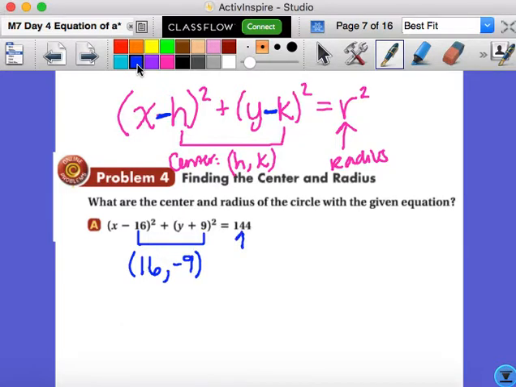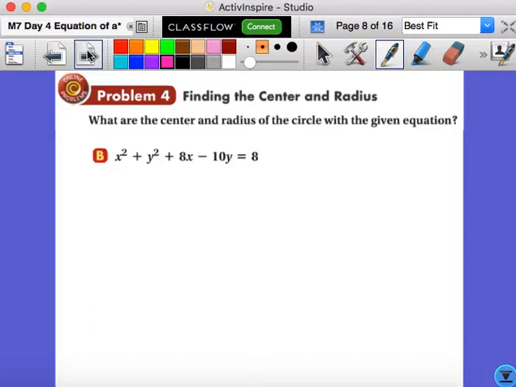And I want to think about what number squared would give me 144. And that tells me that r is 12. So I've now identified where the center is and what the radius is. So you'll notice here, guys, we've got two perfect squares. So we're now going to go through the process here in just a moment of creating the equation of a circle by using the method of completing the square.